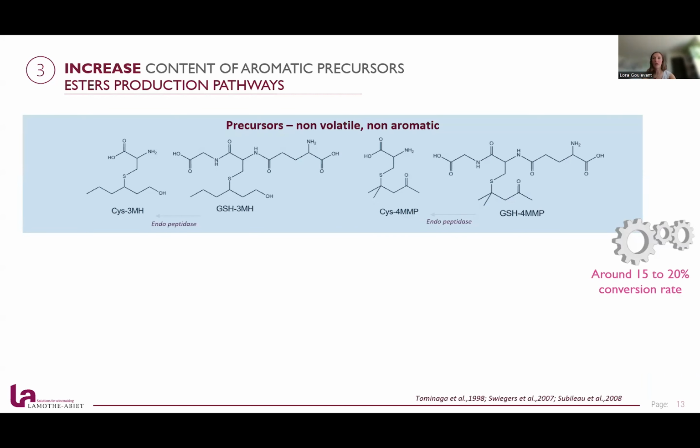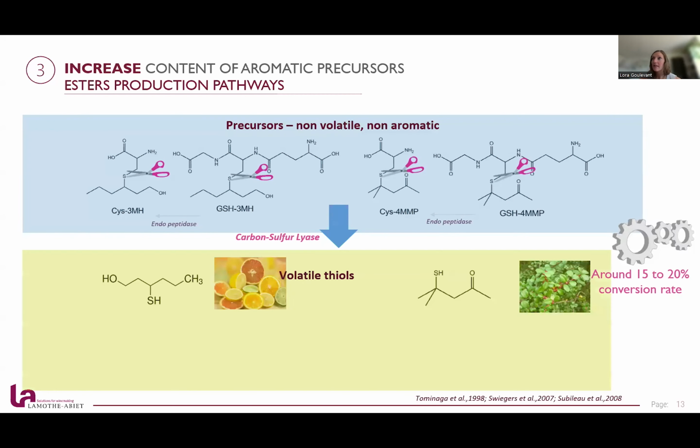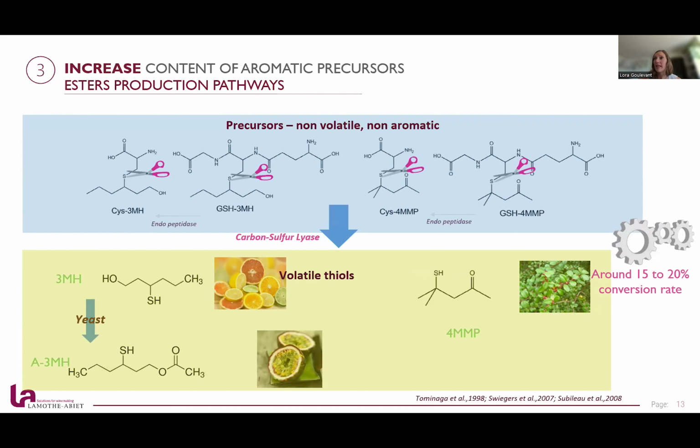Then, talking about another aroma pathway, here we're talking about volatile thiols. So first, we have the 3-MH or the 4-MMP that are linked to glutathione or cysteine, so they are cysteine or glutathione derivatives. Thanks to an enzyme called carbon-sulfur lyase, which is an enzyme activity you can find in the yeast, the precursors of thiols are converted into volatile thiols, which are 3-MH or 4-MMP. And then the yeast can create 3-MHA from 3-MH.